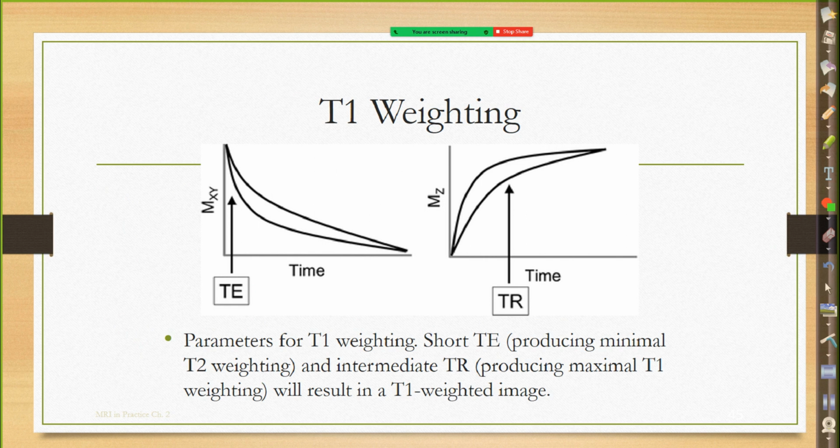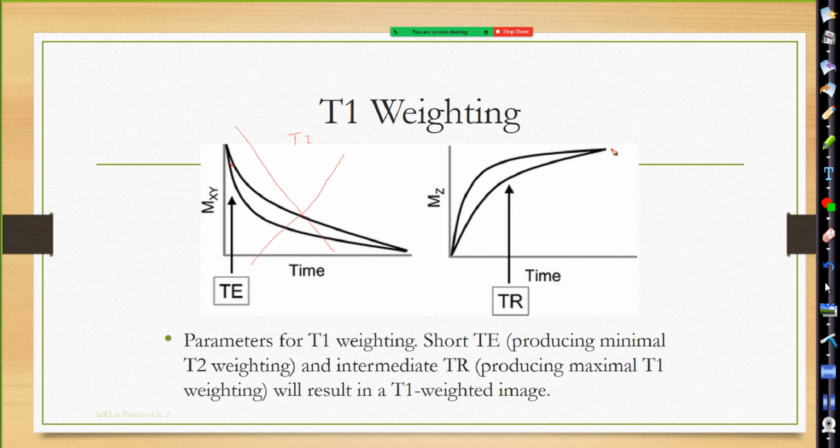So how do we do that? Once again, we're going to keep that TE short because remember, we want to diminish T2. We want to diminish T2 contrast. So we keep a short TE. Those tissues at that point, see how they're very similar in signal intensity. But here, now it's a little bit different.